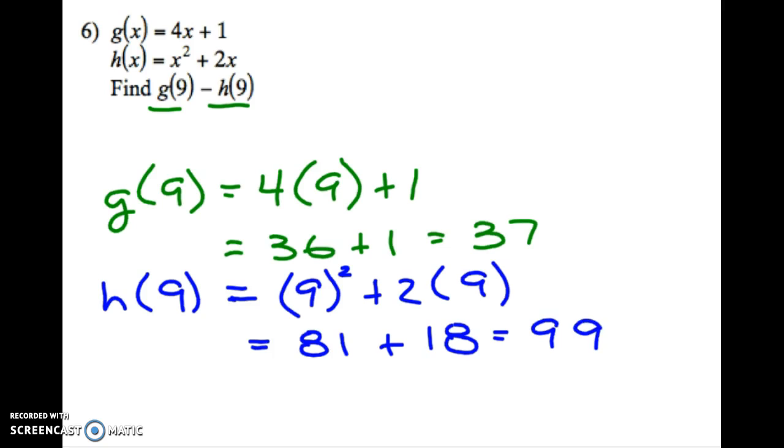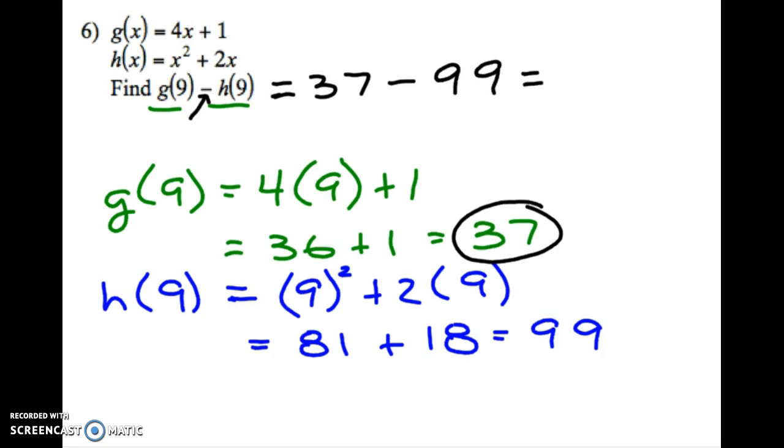So if we look at what we're doing, g of 9, which is the 37. And then we're going to subtract the h of 9, which is 99. If we plug this in on our calculator, we hopefully get negative 62 for the answer. And this concludes the notes on the operations with functions.